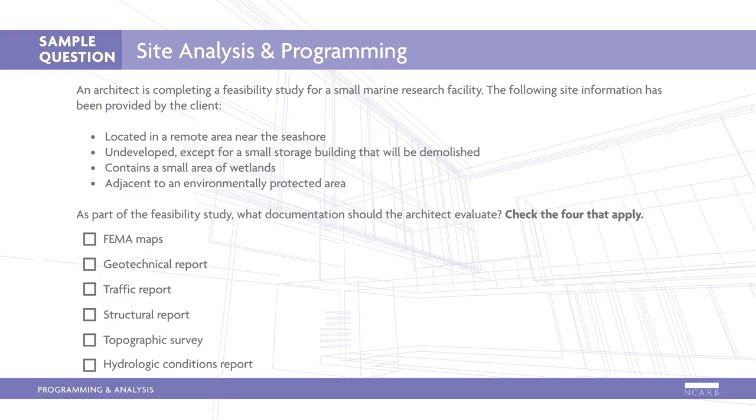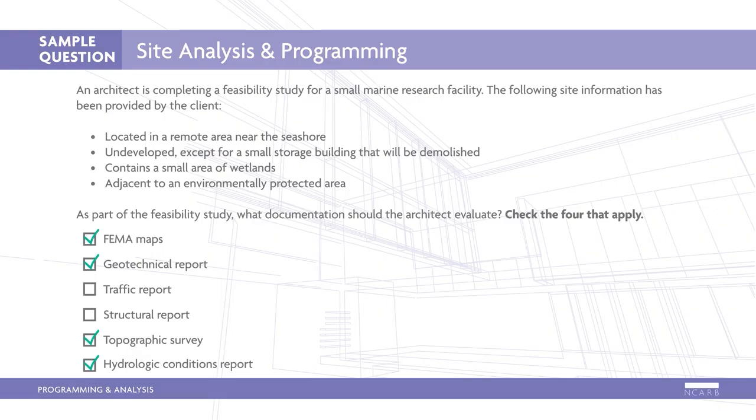As part of the feasibility study, what documentation should the architect evaluate? Check the 4 that apply. FEMA maps, geotechnical report, traffic report, structural report, topographic survey, hydraulic conditions report. These are the correct responses.